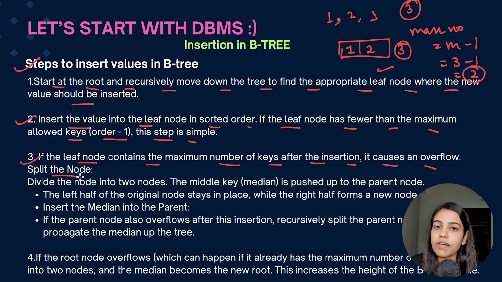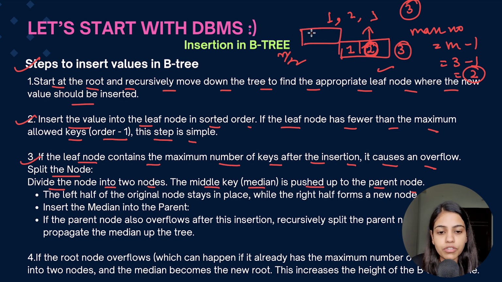So what we have to do is split the node, so divide the node into 2 nodes. The middle key, the median, is pushed up to the parent node. So what we'll do is find the median of this, that would be n by 2. So we'll find n by 2 and we'll find that 2 is the median node. So it will be pushed to the parent node, and then once it's pushed to the parent node, it can hold 2 elements.